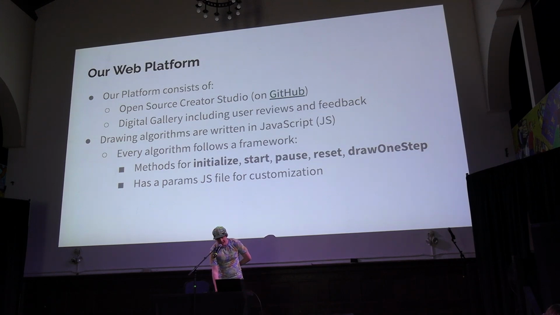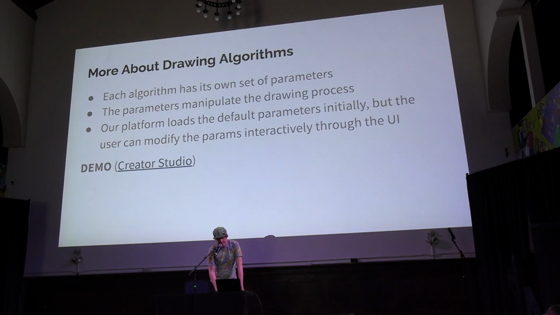So how do these algorithms work? We call them drawing algorithms. They're written in JavaScript. Every algorithm follows this unified framework. There's an initialize process, a start process, a pause, a reset, and a draw one step process. So the image will be generated step by step. Every step you call draw one step. There's also parameters to customize the drawing process.